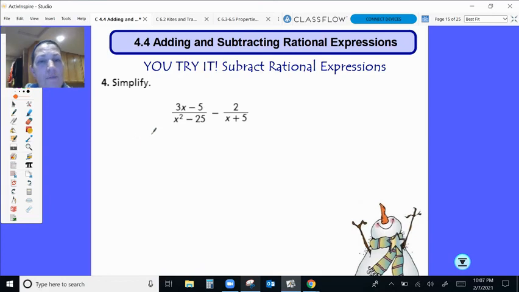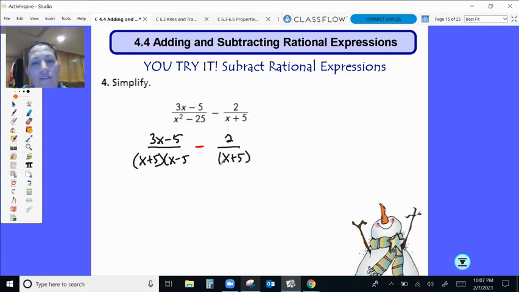Let's go ahead and factor these top and bottom. So we have 3x minus 5. I'm going to factor this to x plus 5 times x minus 5 minus, there's that minus again, okay, 2 over x plus 5. I'm going to put this in parentheses. Okay, so we have our common factor of x plus 5. We are missing the x minus 5. So over here, we're going to multiply by what's missing. X minus 5 over x minus 5.